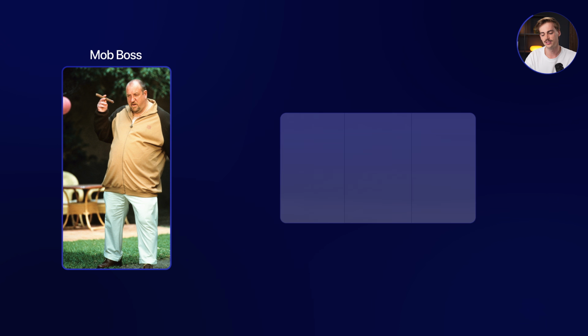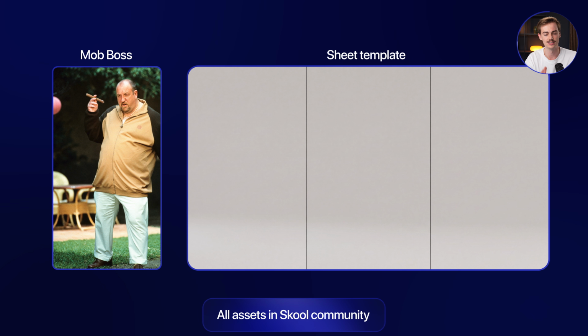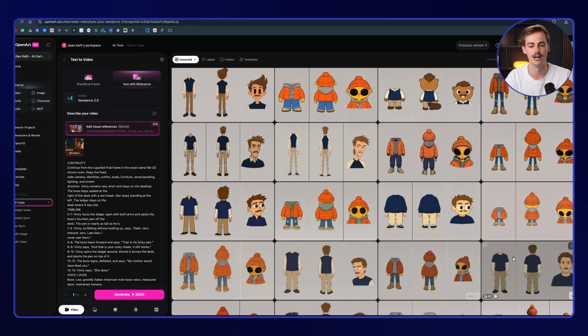Okay, so first we're gonna need 3 things. The first one we need is an image of our character. Now this is my character. This is a mob boss and I want to turn him into a Simpson cartoon final boss type of guy. Then the second thing we're gonna need is this 3-panel template. I will leave this also in the school community where you can find all of the free assets, and then we're gonna instruct it to fill out this template so we have it exactly divided in 3 different parts so it's all consistent like you see right here.